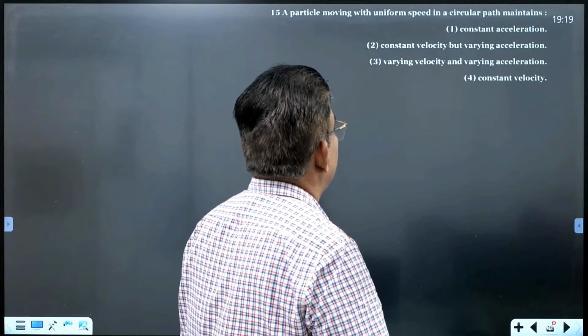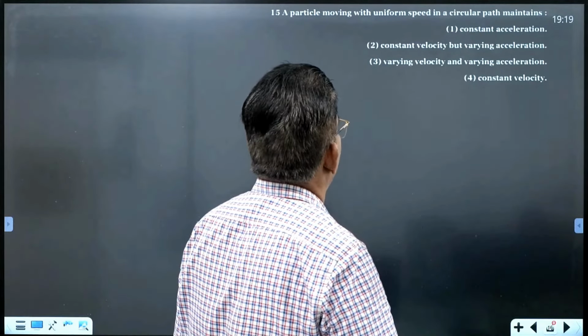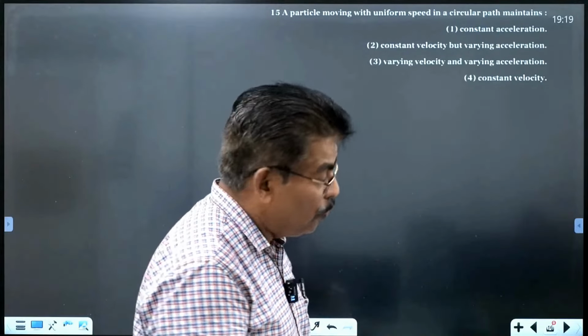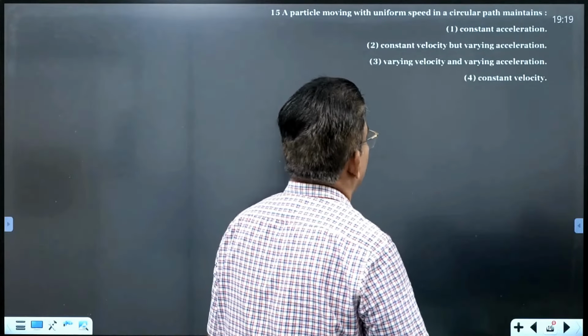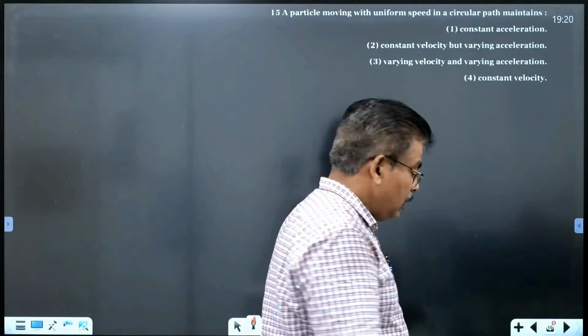Varying velocity and varying acceleration, that is the correct statement. Both velocity and acceleration are varying. Yes. Next.